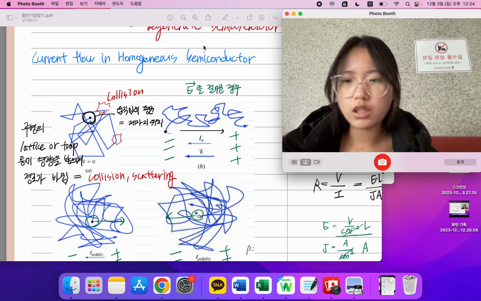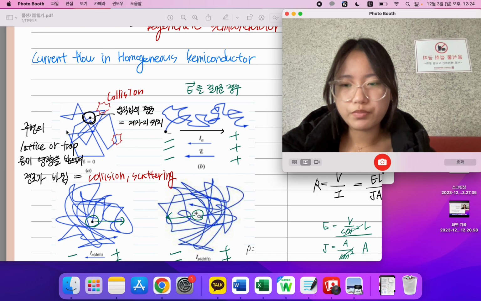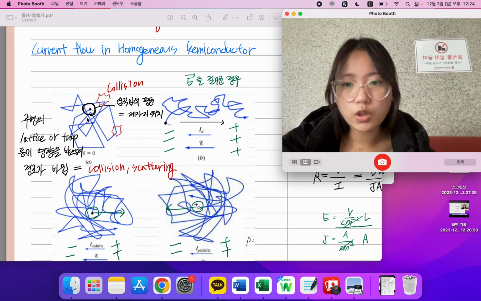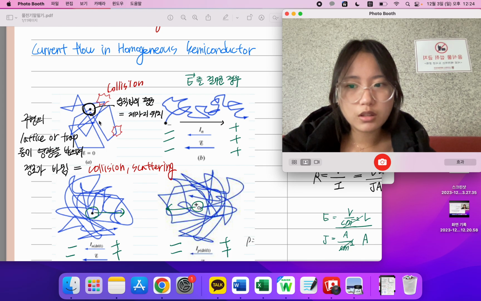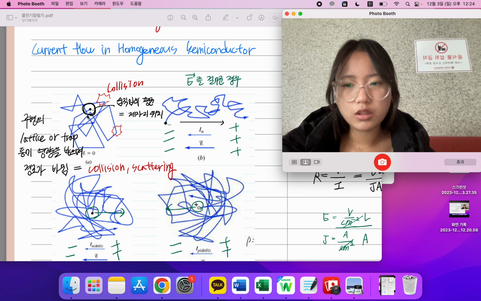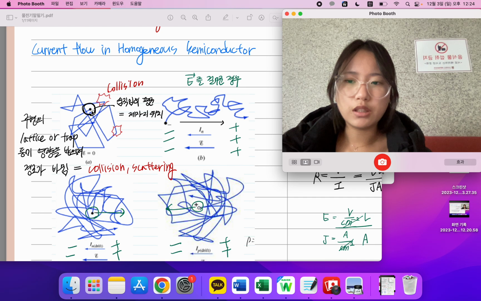And next we look at the current flow in a homogeneous semiconductor. One mobile carrier is moving to another place, but near the carrier there exist other traps, lattice atoms or traps. So the electron doesn't go straight to the other place; it hits things on the way. We call this collision or scattering.